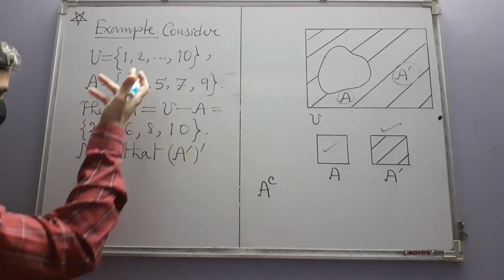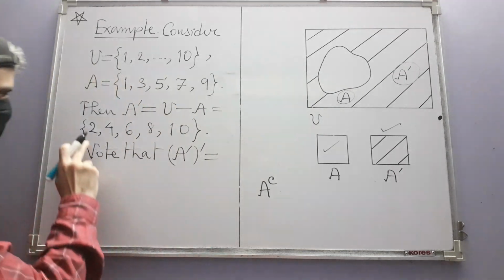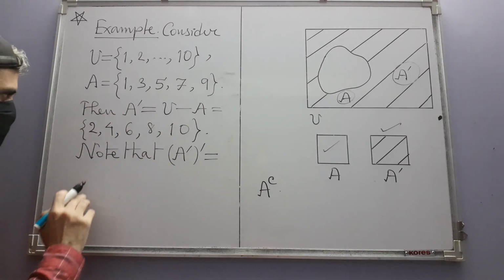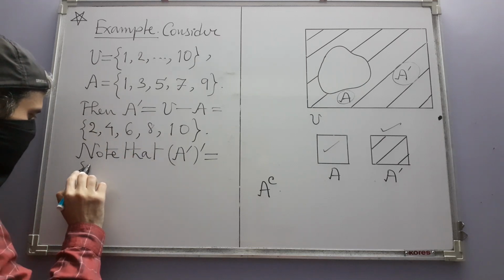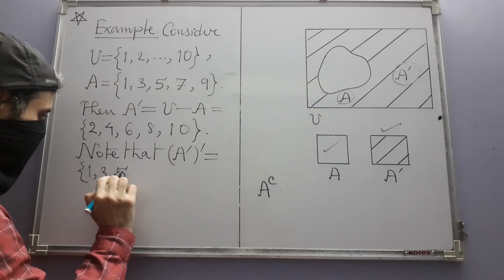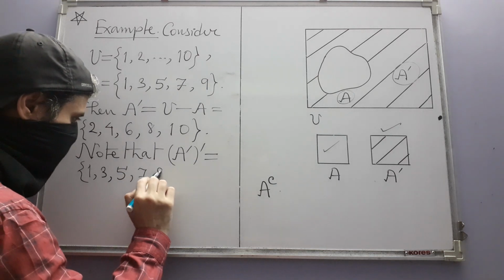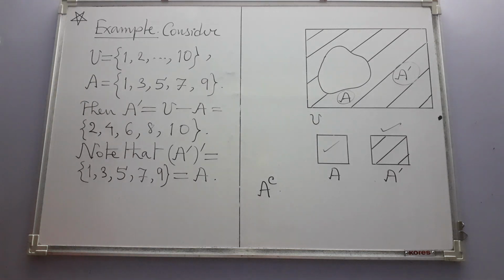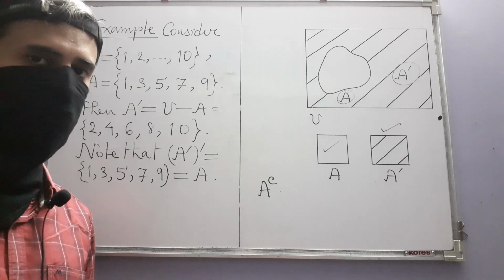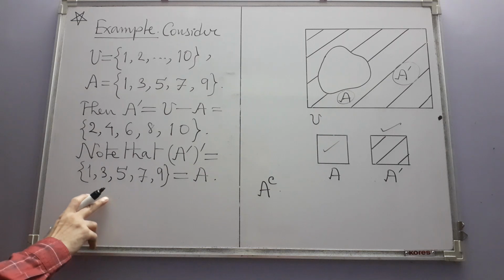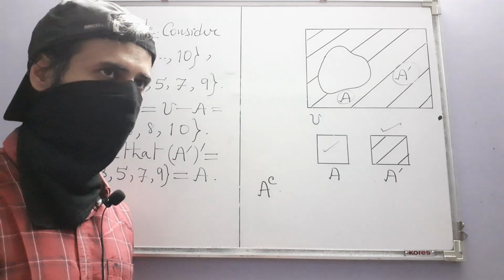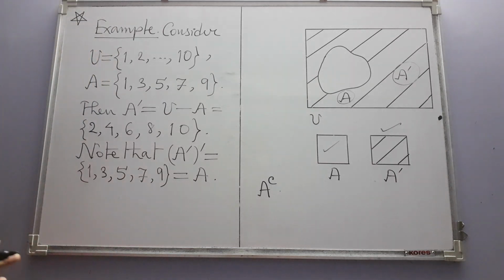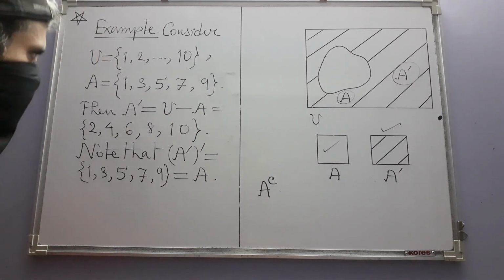So here A prime is a subset of U, and A prime consists of all the even positive integers less than or equal to 10. So its complement will consist of all the odd positive integers less than or equal to 10. Of course, it cannot be equal to 10, and that is nothing but A. And this is no accident, because this happens in general also. You take any set U and any subset A, the complement of the complement of A is the set A itself. In fact, it has a name also. It's called the law of double complement.